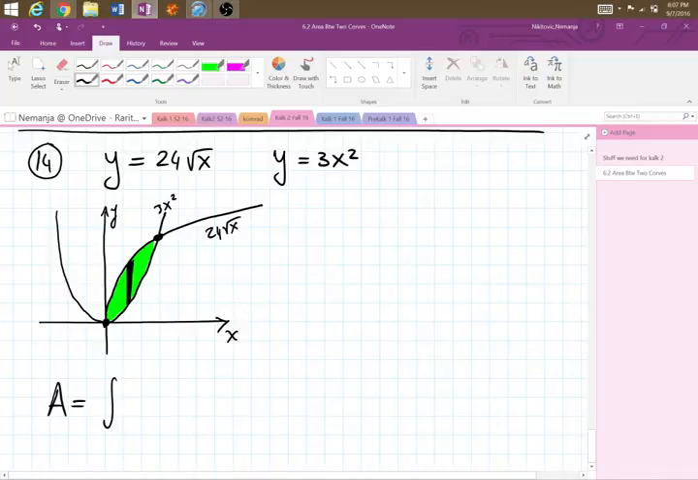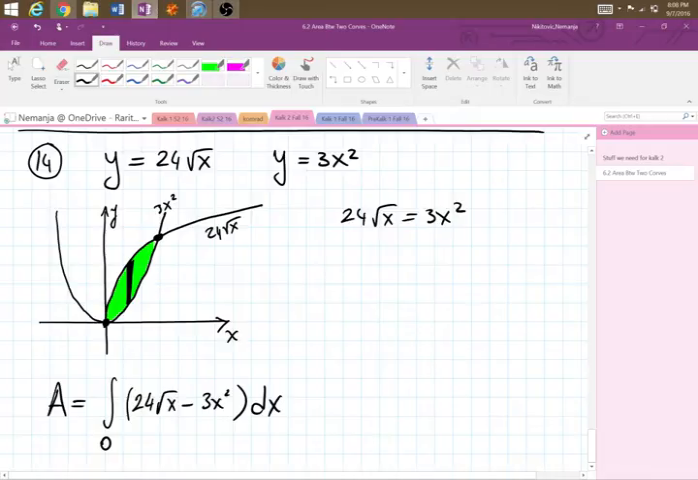Integral between two numbers we have to figure out. Which one is on top? 24 square root of x minus the 3x squared, all in parentheses, dx. Now we still need to figure out the intersection. Well, clearly the bottom one is 0. Should I use the word clearly? All right. And then we just need to figure out what is the other intersection point. So we still have to do 24 square root of x is equal to 3x squared.